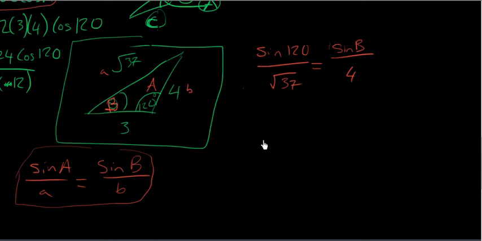So bringing the 4 to the other side, since here it's dividing and multiplying by 4 both sides of the equation, we end up with 4 times the sine of 120 divided by the root of 37 is equal to the sine of the angle that we want. Let's work out what the left hand side comes out to. It's sine of 120 times 4 divided by the square root of 37.